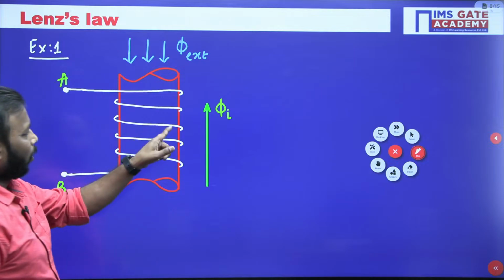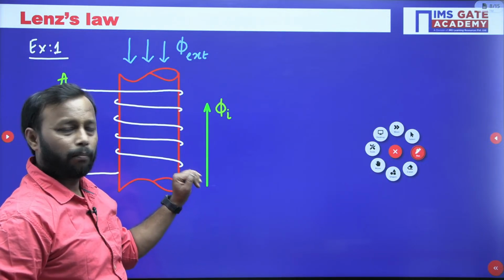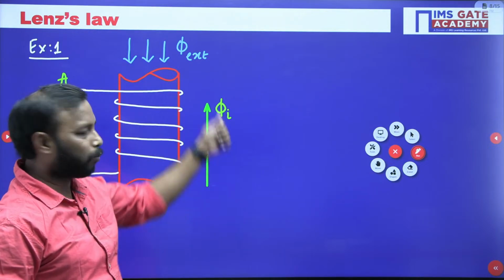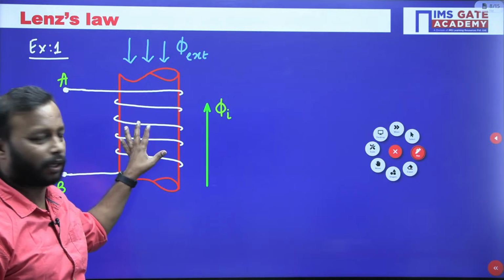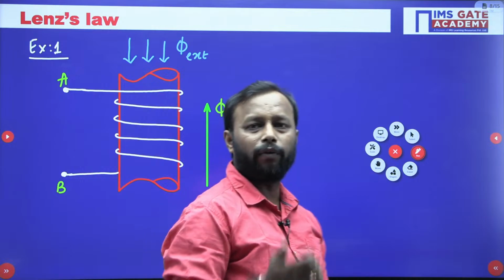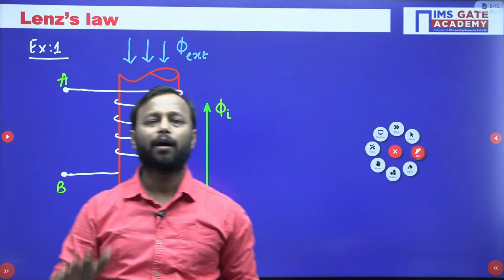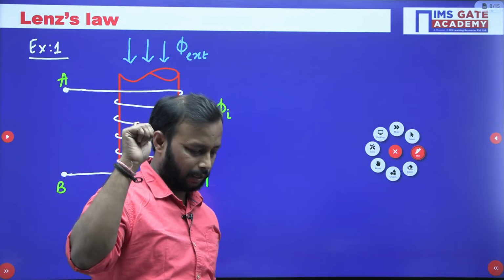So what should be the direction of the induced current because of which this phi is in upward direction? तो वो डायरेक्शन क्या होगा इंड्यूस करंट का, which is flowing in this particular circuit to give the flux direction like this. So which law we are going to use? Fleming right hand palm rule. Which rule will we use? Fleming right hand palm rule.